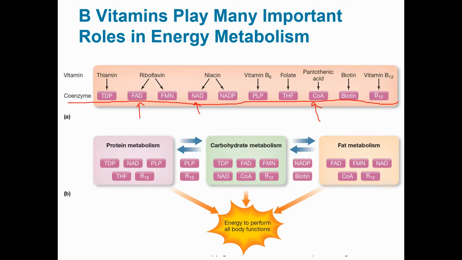So then up top, what you'll see is that these coenzymes are derived from vitamins. And we're going to go through each one of these. Thiamine is vitamin B1, riboflavin is B2, niacin is B3, vitamin B6 we will talk about, folate we'll talk about, pantothenic acid is B5, also sometimes called. We'll talk about biotin, which is sort of an honorary member of the B vitamin family. And we'll talk about vitamin B12. We're going to go through each and every one of these.